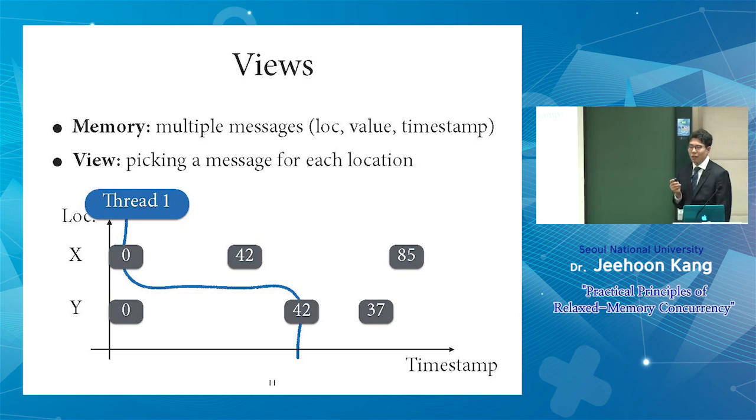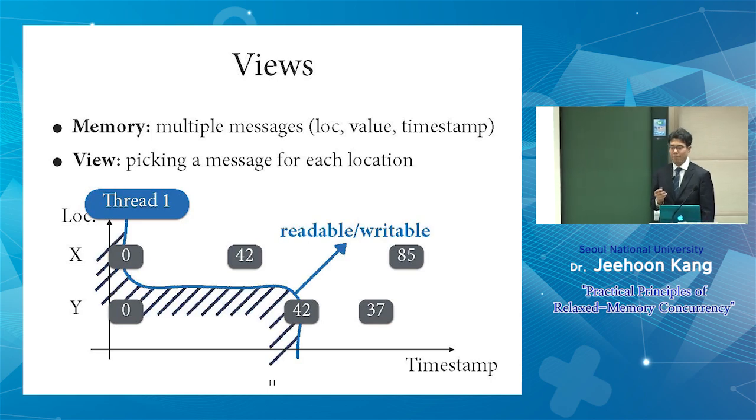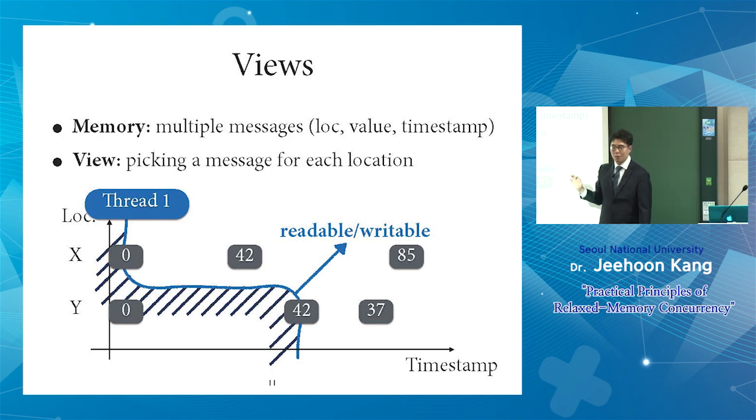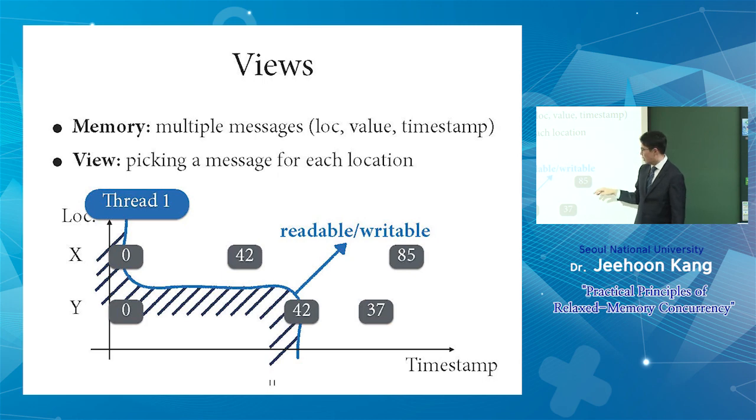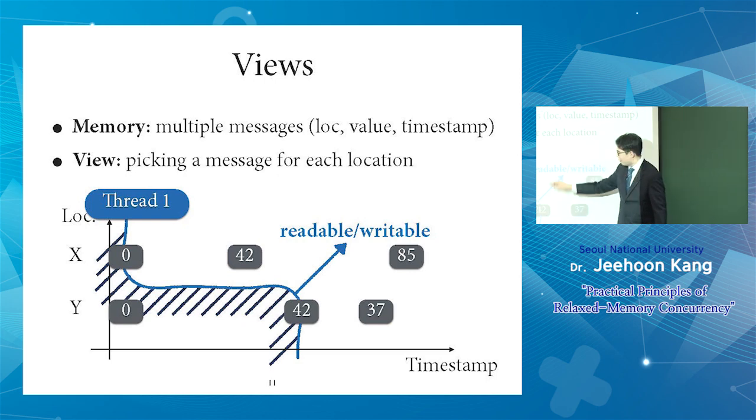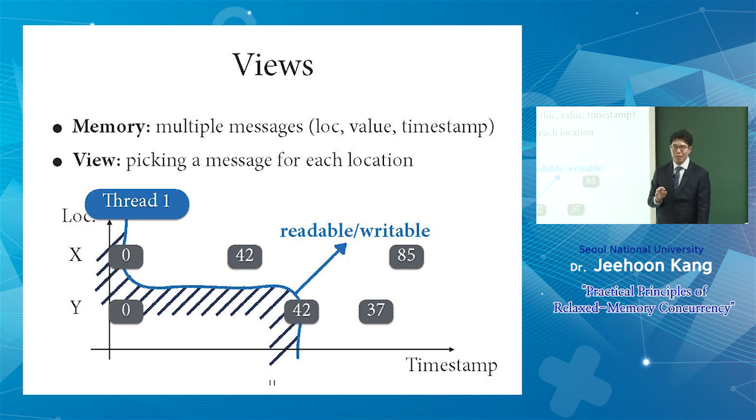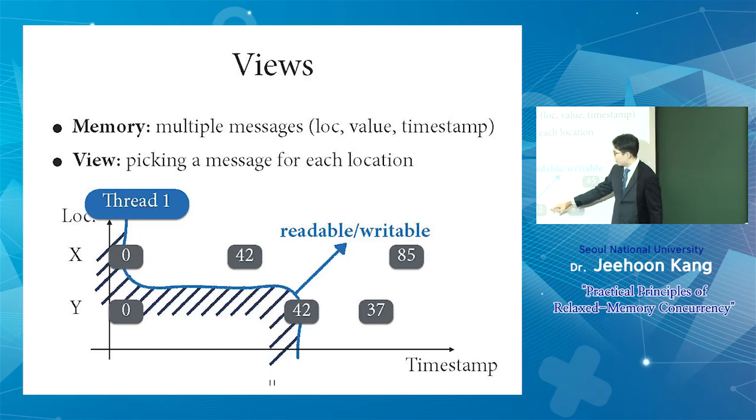Now let me tell you how read and write work for this view. Suppose that thread 1 is reading from a location. Then it has to read the message at its view, or any message that is later than its view. So thread 1 can read 42 or 37. After reading the message, it has to update the view to point to the read message. For example, if thread 1 just read 42, then the view remains the same. But if we read 37, then the view is updated to point to this message.